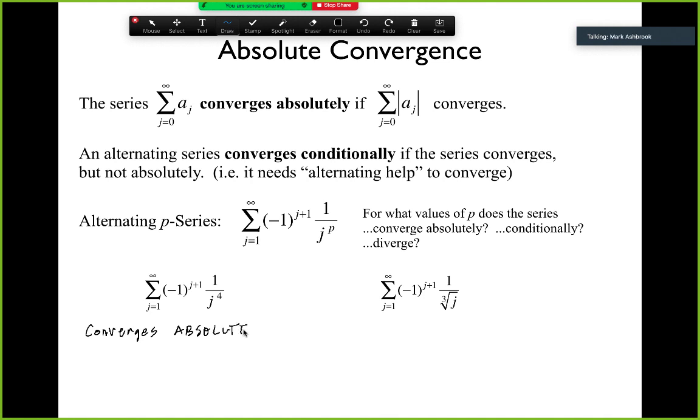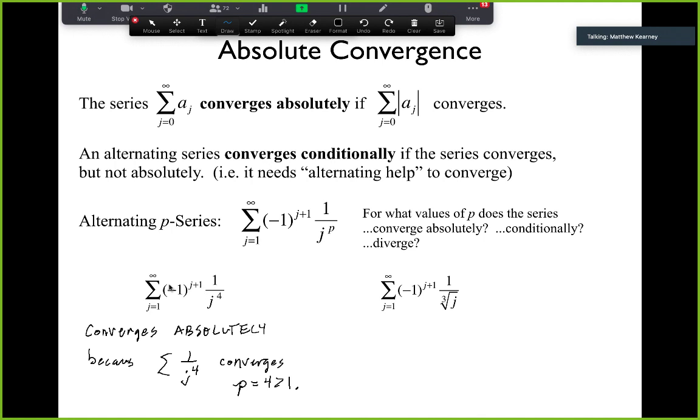Why? Because if you take off the alternating, take the absolute value of all these, it still converges. Does it make sense? So the alternating P series with, say, P equals 4 converges absolutely, because if you take off the alternating effect, it still converges.